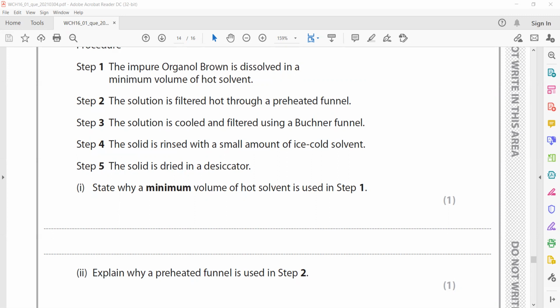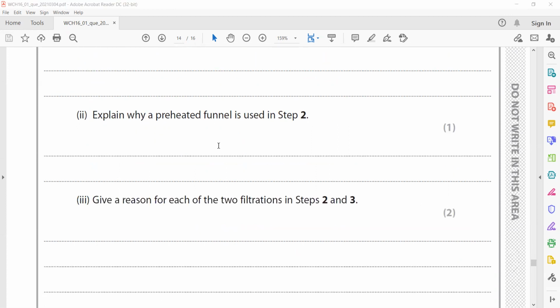Why is there a preheated funnel? As I mentioned, to make sure that no crystallization happens for the azo dye on the funnel. It will pass through the filter paper with the solvent as filtrate.